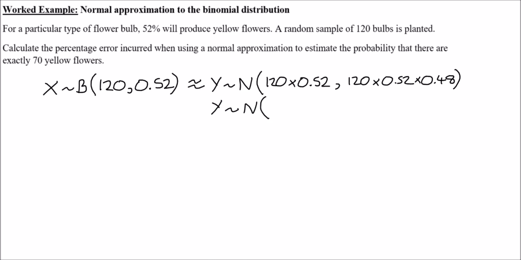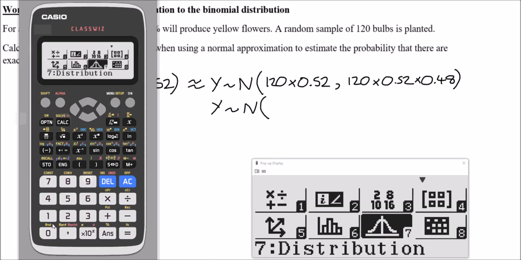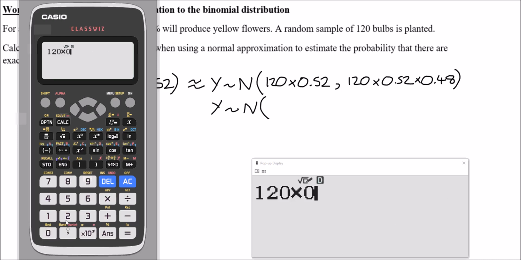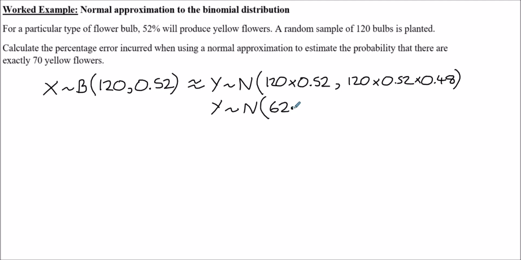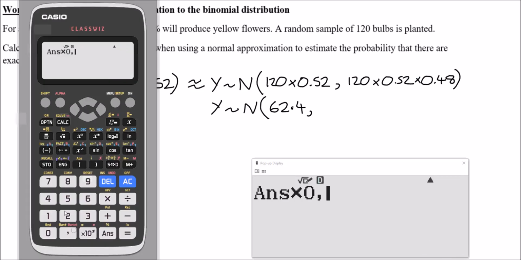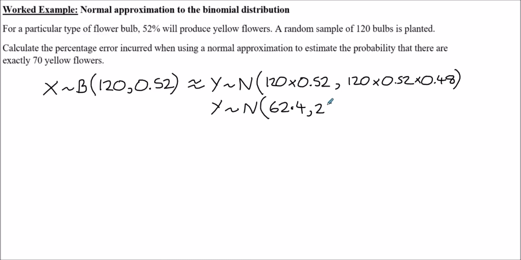So what's 120 multiplied by 0.52? Well, 120 multiplied by 0.52 gives us 62.4, and 120 times 0.52 times 0.48, I can just take this figure here, multiply by another 0.48, and I get 29.952. So in other words, the standard deviation is going to be the square root of 29.952.